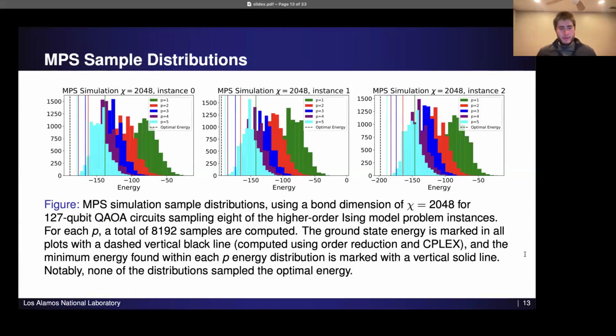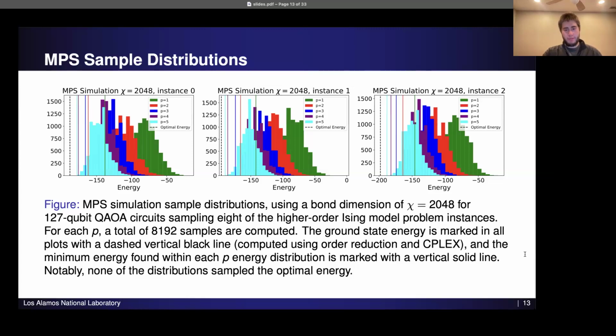All right, so here, these are the MPS sample distributions. This is the capability that I mentioned earlier. These are for 3 different problem instances. These are all 127 qubit higher order Ising model instances. And each of the distributions is P1 up to P5. And the dashed black line on the left-hand side of each of these subplots shows what the energy of the optimal solution is.